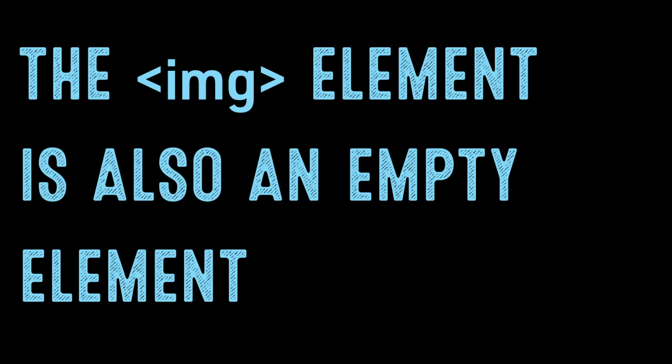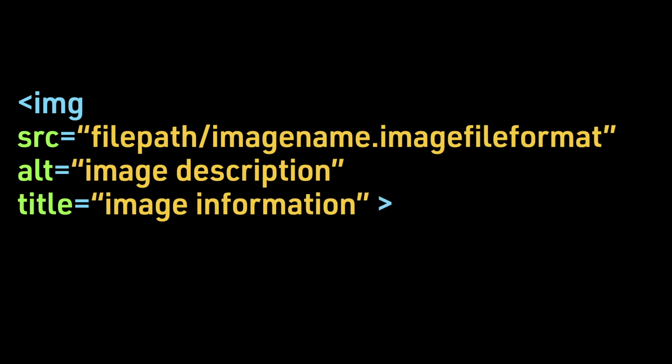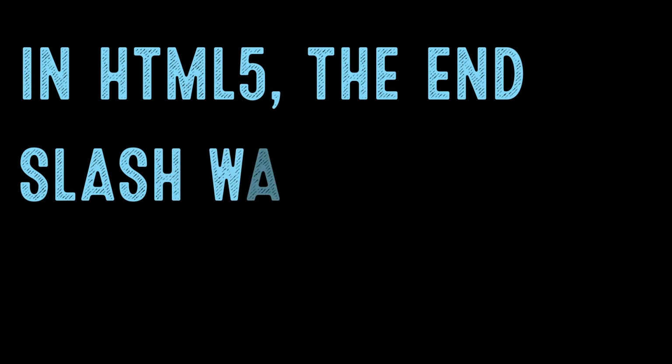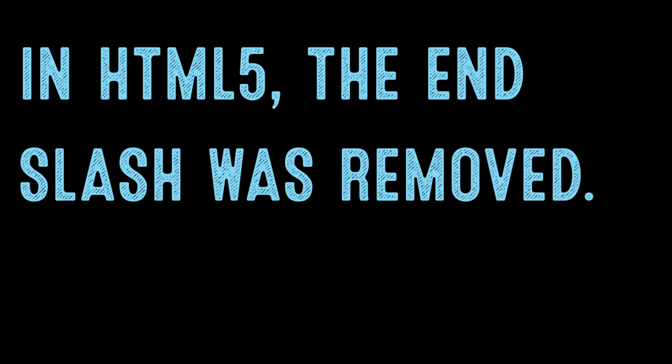The image element is also an empty element and is written out as image opening tag, source attribute equals file path / image name dot image file format, in quotation marks, alt attribute equals image description, in quotation marks, title attribute equals image information, in quotation marks. In HTML5, the end slash was removed.